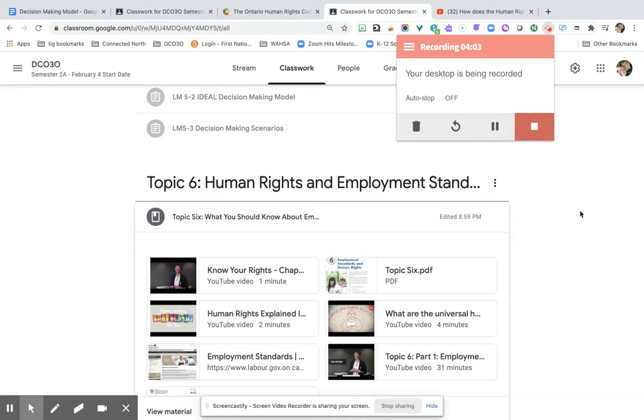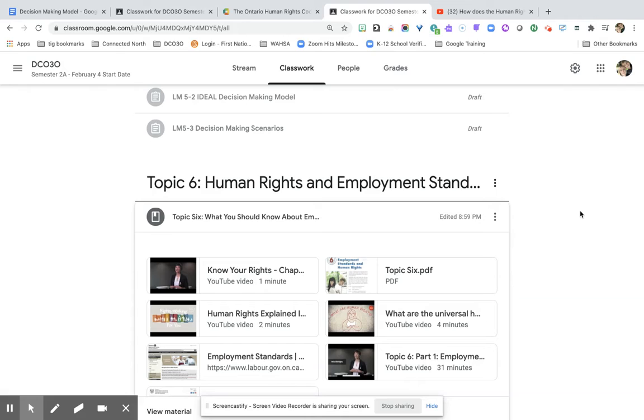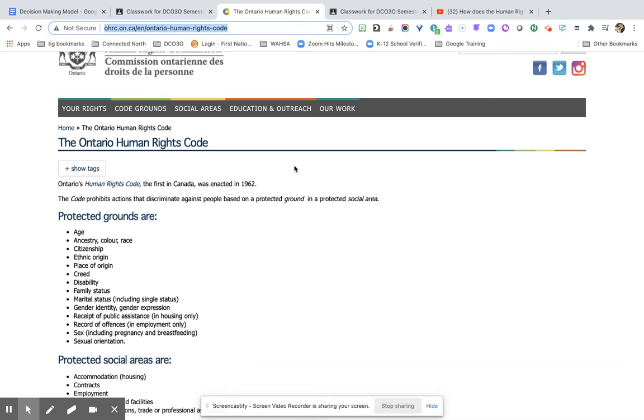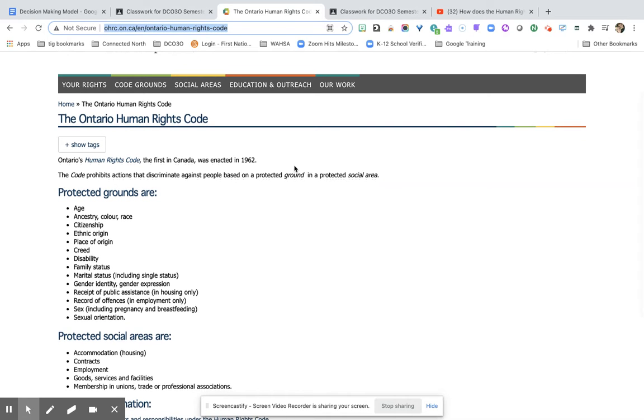Okay, so we learned about the basic human rights from the last video, and those are also referred to as a set of universal human rights. Even though the universal human rights are not law, there are laws in Ontario under the Ontario Human Rights Code, where it is prohibited, which means absolutely not allowed, for anyone to discriminate against people based on a protected ground in a protected social area.